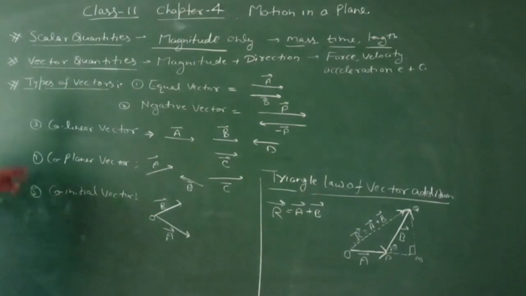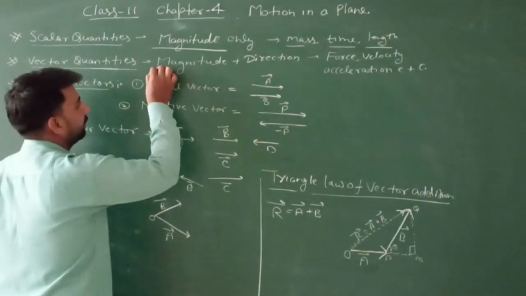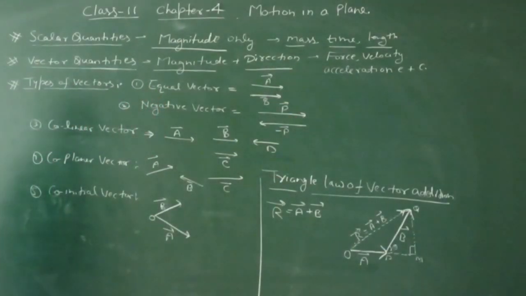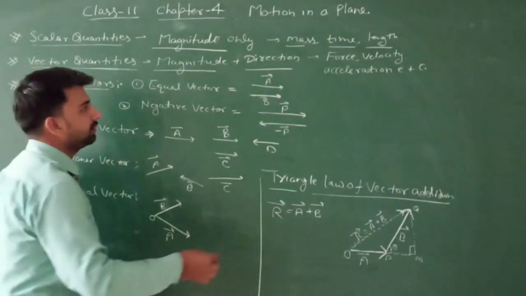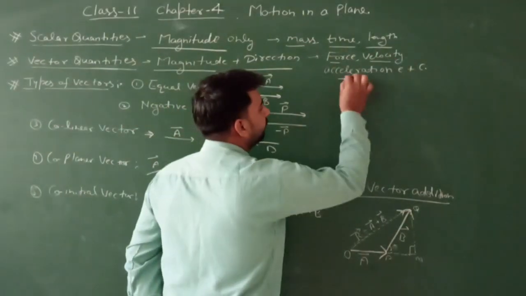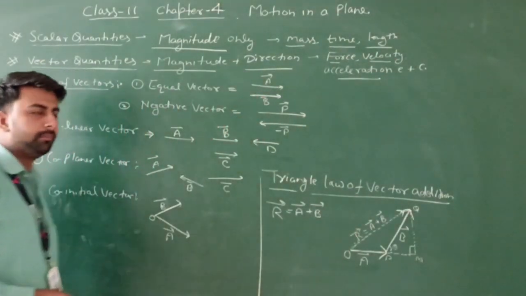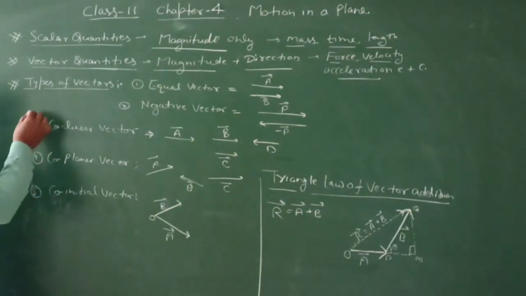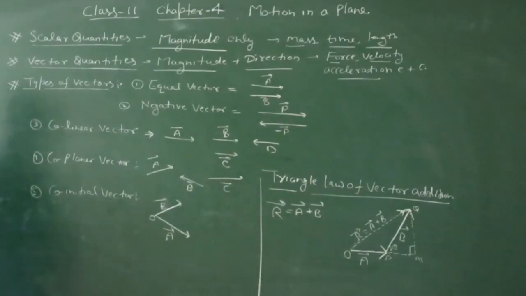Clear? And what are the vector quantities? Those quantities which have magnitude as well as direction are known as vector quantities. Examples: force, velocity, acceleration, electric field, magnetic field, impulse, momentum. All are vector quantities. Now we will discuss types of vector quantities.